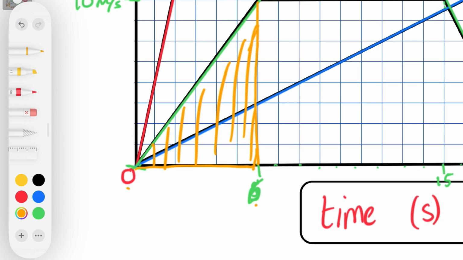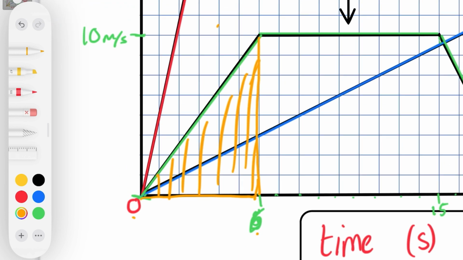Okay, now really simple, back to kind of maths basics, finding the area of a triangle. We're going to do base times height divided by 2. So base 0 to 6 is 6 times height, we said was 10, divide that by 2. So here, the distance is 30 meters.